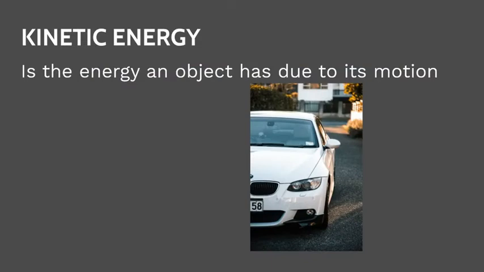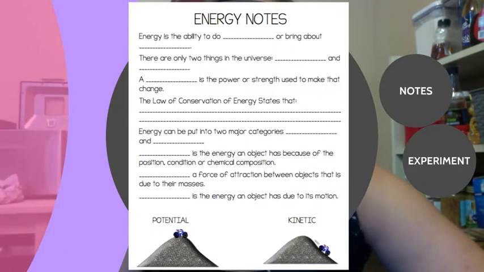Kinetic energy is the energy an object has due to its motion. So anytime it's more of the active energy. So anytime an object is moving, it has kinetic energy. And it's shifting back and forth constantly between these two types. So I want to give you the demonstration that I would usually give in class.